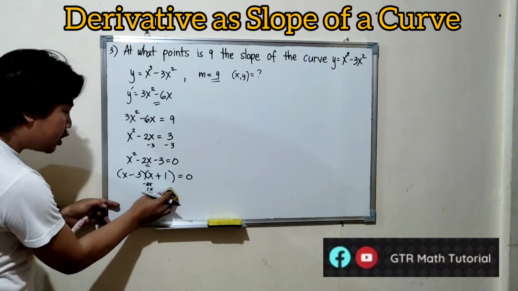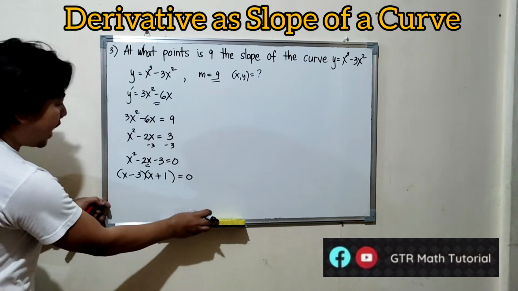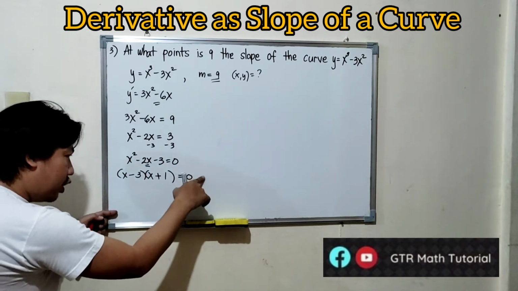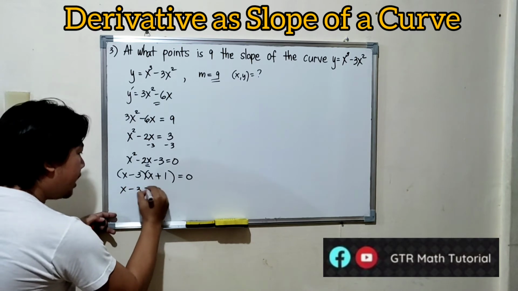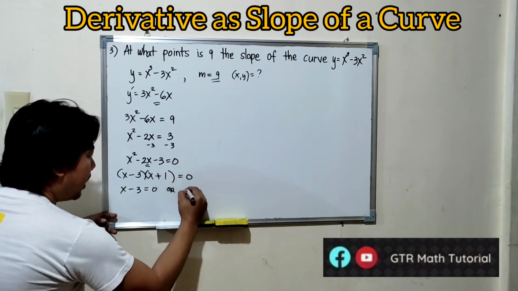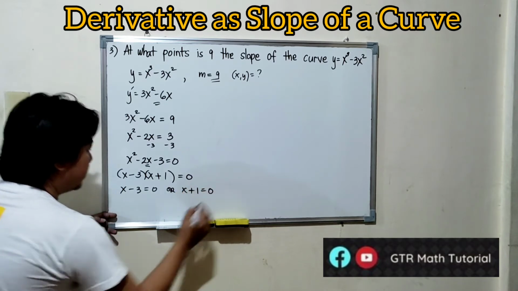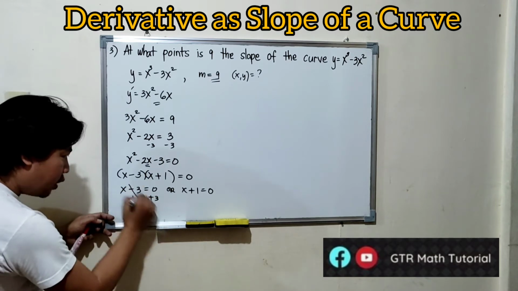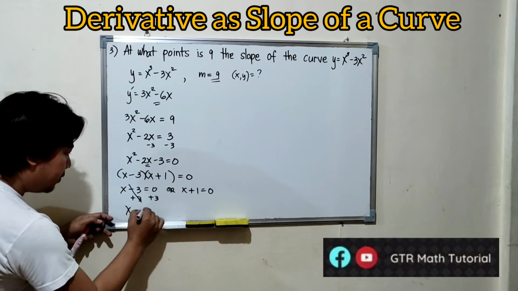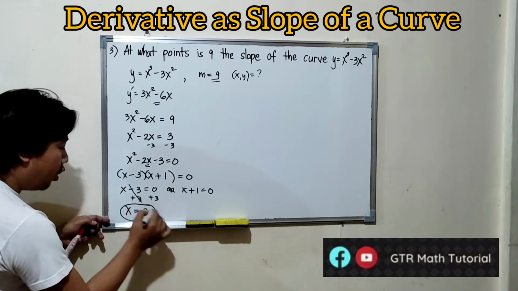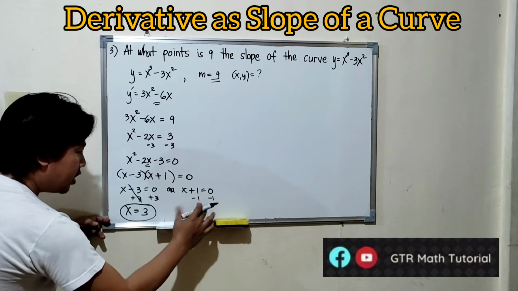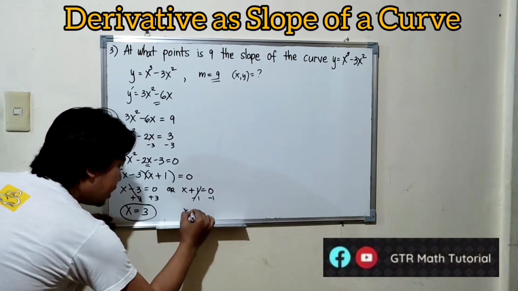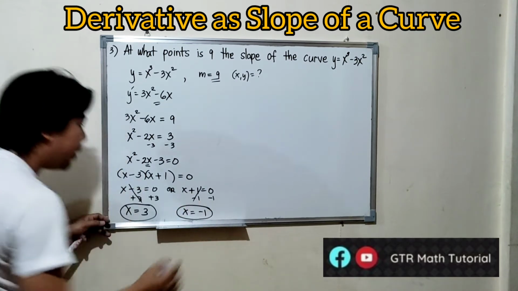Okay? So now, solve for the value of x. We have two solutions. So equate each term to 0. So we have x minus 3 equals 0 or x plus 1 equals 0. So x minus 3 equals 0. Just add 3 to both sides of the equation. So we can cancel this. Therefore, x is equal to 3. Or, subtract 1 to both sides of the equation. So cancel this. So we have x equals negative 1. Okay, we have two values of x.